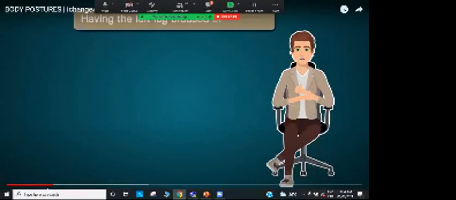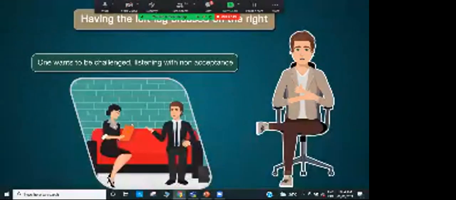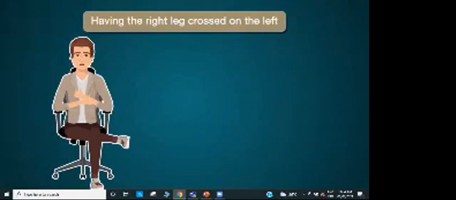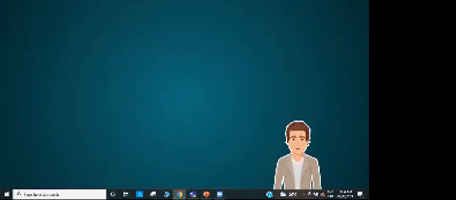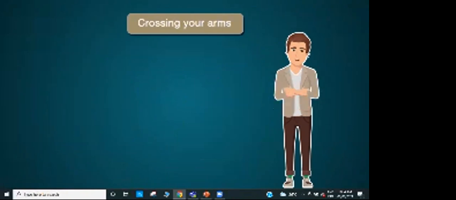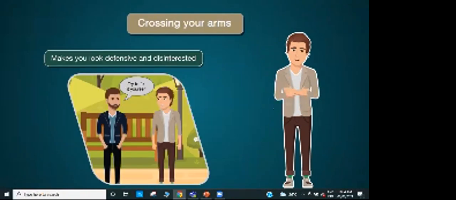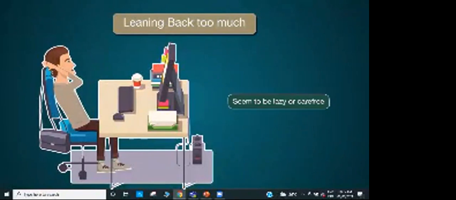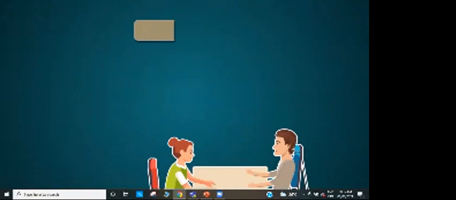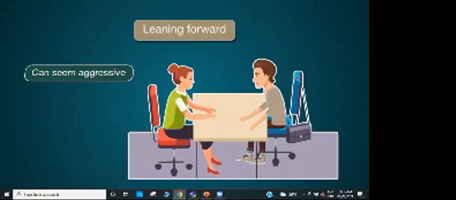Having the left leg crossed on the right indicates one wants to be challenged, listening with non-acceptance. Having the right leg crossed on the left indicates one wants to be liked. Crossing your arms during a conversation makes you look defensive and disinterested. Leaning back too much, you seem to be lazy or carefree. Leaning forward can seem aggressive.